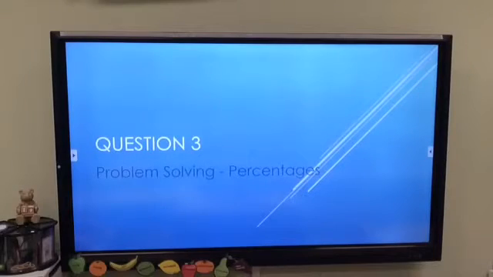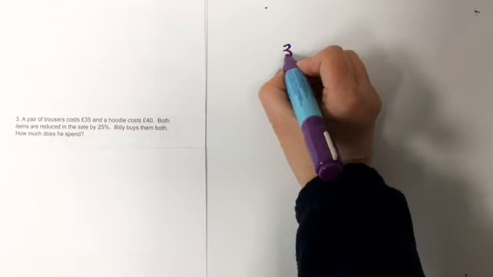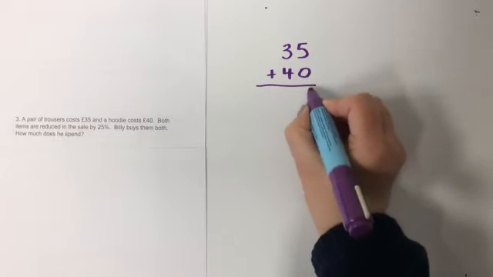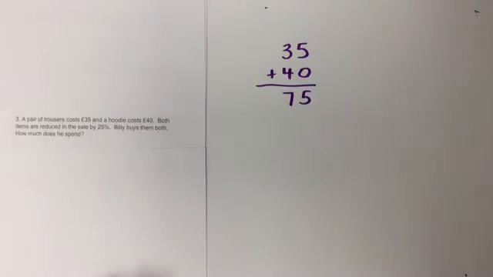Question 3. So question 3 is another one with buying things, but this time it's a pair of trousers and a hoodie, which Billy has bought. He's buying them both, but he's lucky enough to get 25% off. So let's work out how much he'd spend if he was going to buy them at full price. So he would have spent 35 plus 40, and that equals £75. But he's lucky enough that it's a 25% reduction.